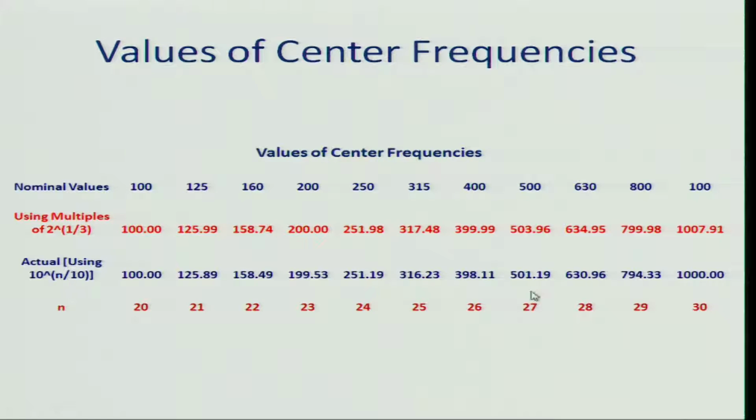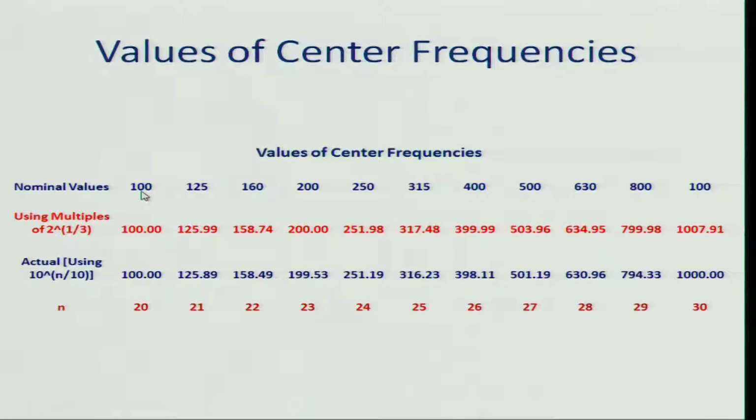When n is equal to 30, I get 1000 hertz. And all the intermediate frequencies I get like these. These are the mathematically correct values of frequencies. 100, 125.89, 158.49, 199. And so on and so forth. Okay. But you don't use these long numbers for practical considerations. So you basically put some nominal values. These are the exact values generated by ISO standard.